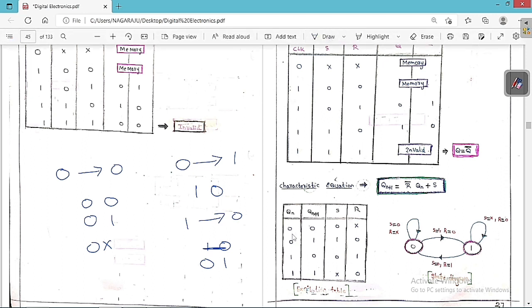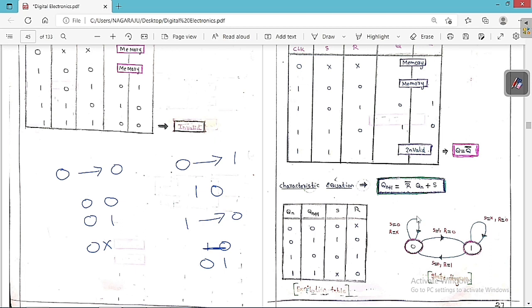So whenever the output is changing from 0 to 0, the input can be either 0, 0 or 0, 1, meaning 0 comma x. If you want to change the output from 0 to 1, you have to give 1 comma 0 always. If you want to change the output from 1 to 0, always you have to give 0 comma 1. Similarly, if you want to change the output from 1 to 1, then you can give 0, 0 or 1, 0. It means x comma 0. So this is the input that we can give here to get this output. So this is called the excitation table.